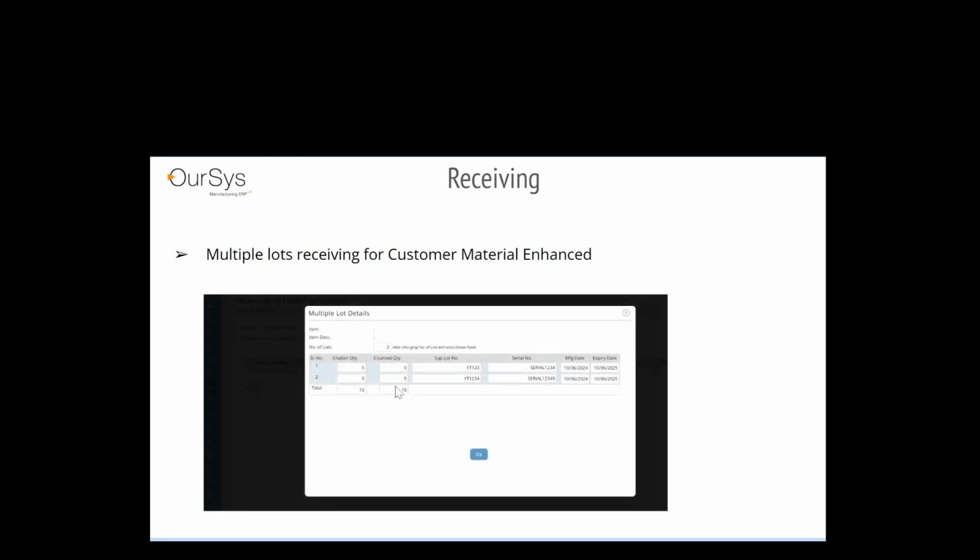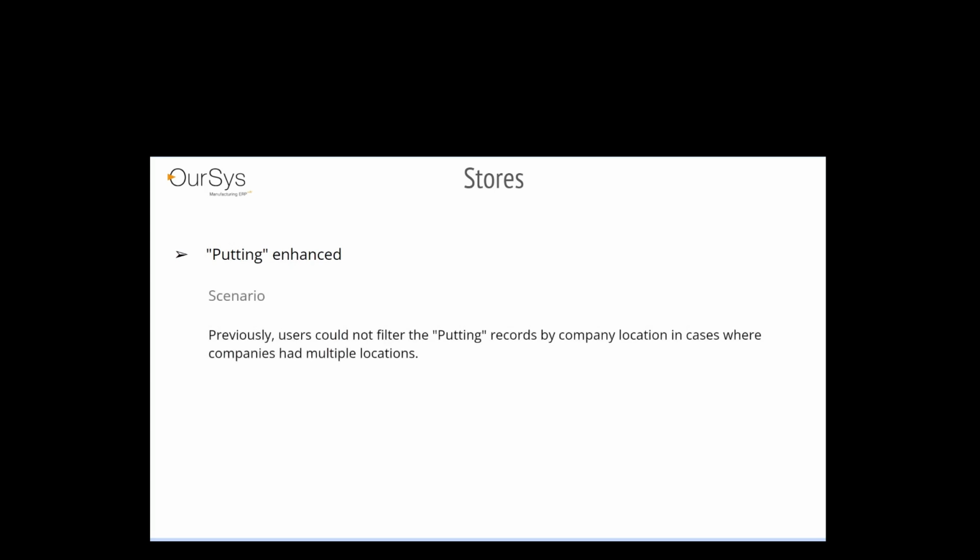Here you can see he can create multiple lots and put their lot and serial number. Okay. Moving to the next provision, putting enhanced. Previously the user couldn't filter the putting record by company location. If a company has multiple locations, this provision is for customers who have multiple company locations overseas.